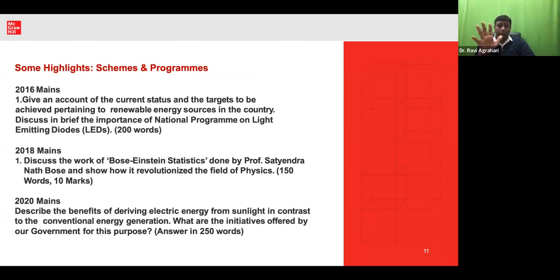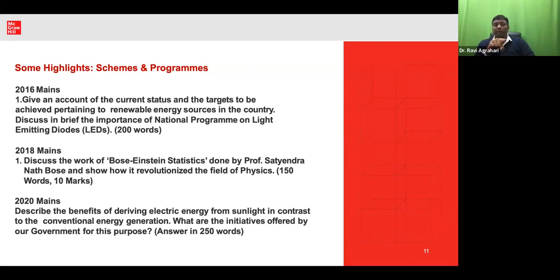At least it will help you understand the demand of UPSC. Some highlights: schemes and programs connected with science and tech. Give an account of the current status and target to be achieved pertaining to renewable energy sources in the country. 2016 mains: Discuss in brief the importance of the National Program of light emitting diodes. You must know about the government schemes and programs brought here to boost LED services in India. DELP, Domestic Efficient Lighting Program, later renamed Ujala, Unnat Jyoti by Affordable LEDs for All.